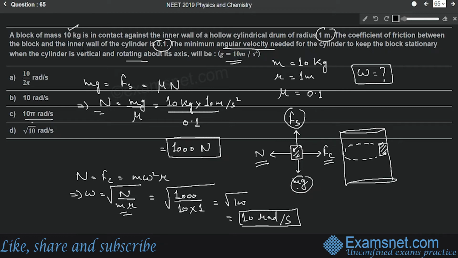That means option B will be the correct answer because we don't have pi here. So option B will be the correct answer.